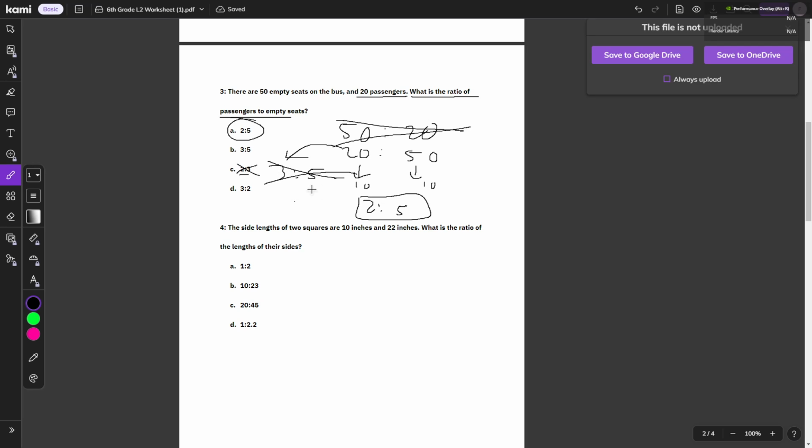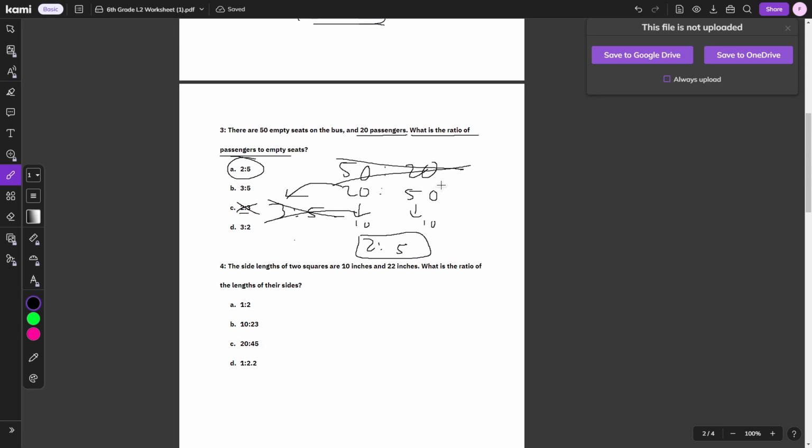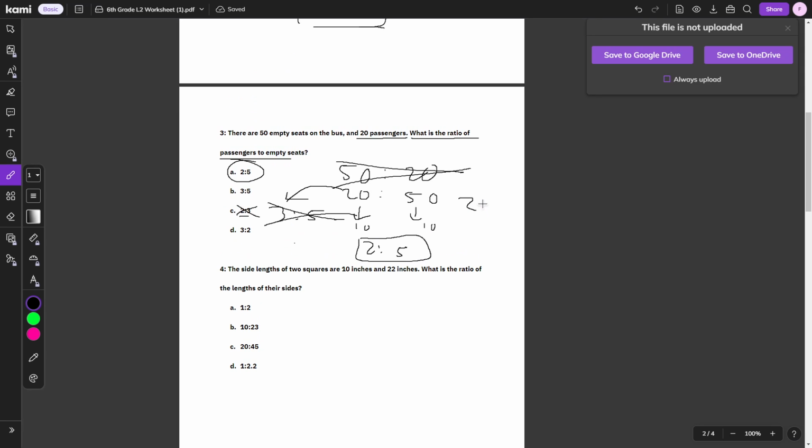3 to 2, same thing. You could divide 20 by something to get 3, but the same number wouldn't be able to divide 50 to get the same ratio, is what I'm saying. Again, you can look at ratios as also fractions. For example, 20 to 50 is just 20 over 50. And if you simplify this ratio, or this fraction, you just get 2 out of 5. That's a really easy way to think about it.